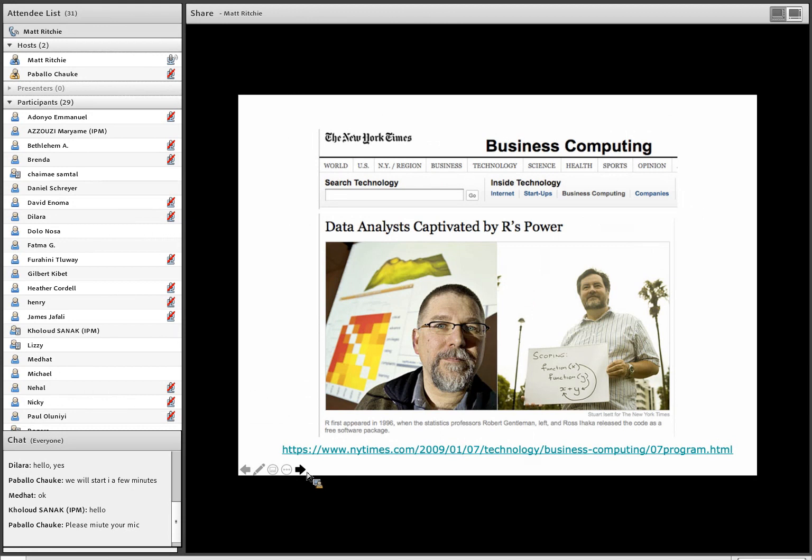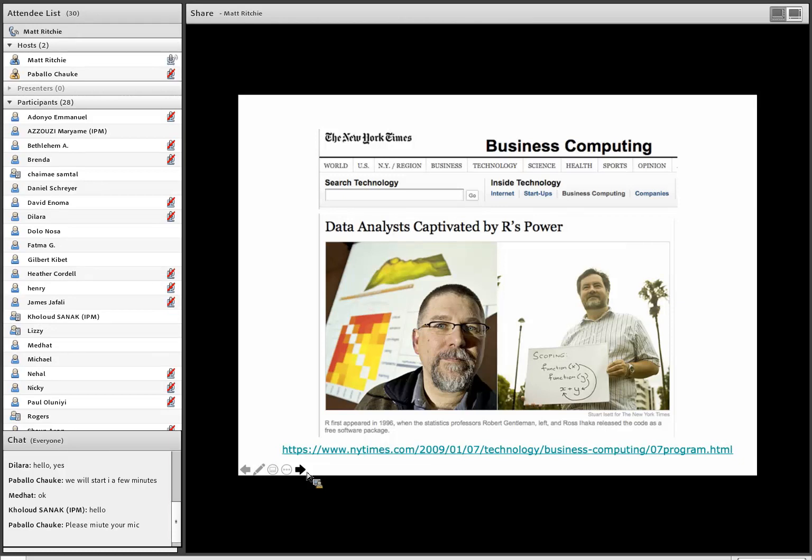And I was really excited to see this article published in the New York Times in 2009, something I could send home to my parents to say, oh yeah, this is what I do for a living. I use R and I analyze data. And the gentleman on the left there, Robert Gentleman, is one of the founders of R who started developing this new programming language. And Ross Ihaka is there on the other side. So these two researchers developed R and released it for others to use.